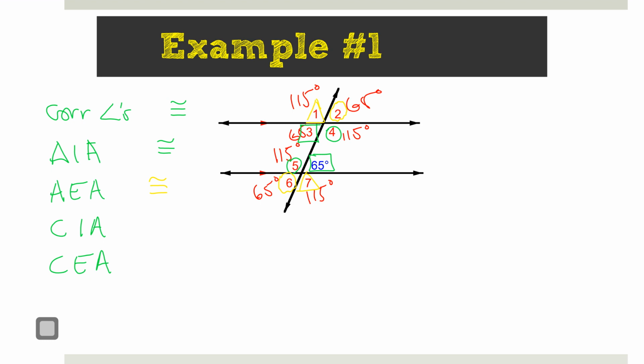I know things are getting a little muddled up there, but bear with me. 3 and 5 and 4 and 65. What's the relationship between those two angles, Sean?